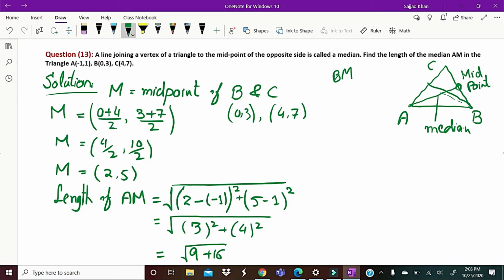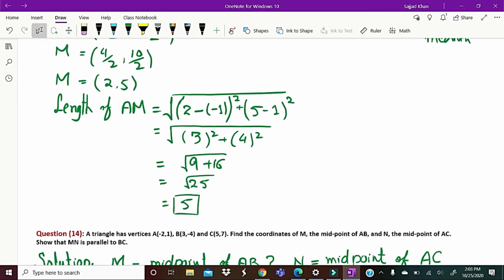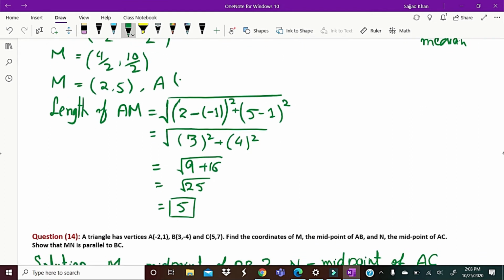Now we need to find out the length of AM. So by the distance formula, or the magnitude of the length, we have x2 minus x1. So we have M, and then we have A, which is given by (-1, 1). So AM is 2 minus minus 1 whole square, y2, which is 5, minus y1, which is 1, whole square. So minus minus becomes plus. 2 plus 1 gives us 3, the square of 3. 5 minus 1 is 4, whole square. Square of 3 is 9, square of 4 is 16. If you add them, that's 25. And the square root of 25 is 5.